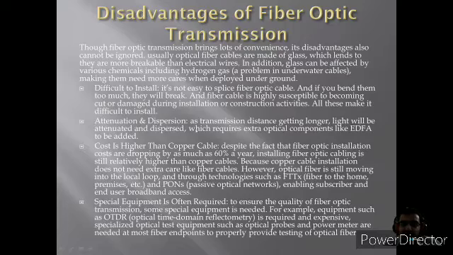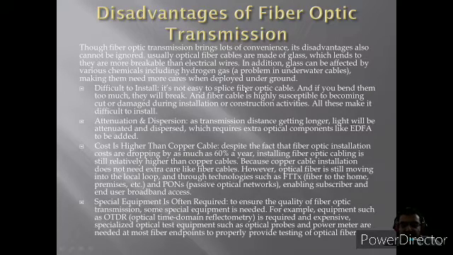What are the disadvantages of fiber optics? Fiber optic transmission brings a lot of convenience, but its disadvantages cannot be ignored. Usually, optical fiber cables are made of glass, which makes them more breakable than electric wire. In addition, glass can be affected by various chemicals, including hydrogen gas, a problem in underwater cables, making them more scarce, so they are developed underground.